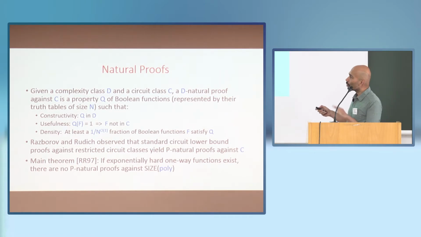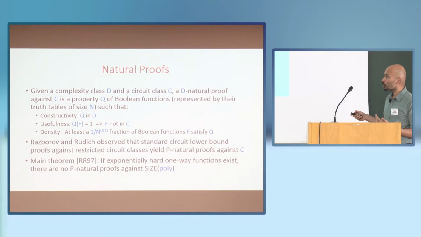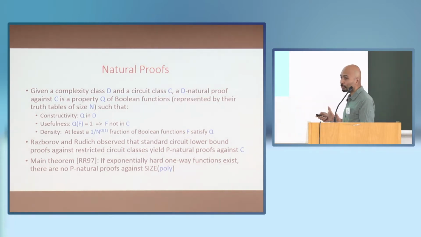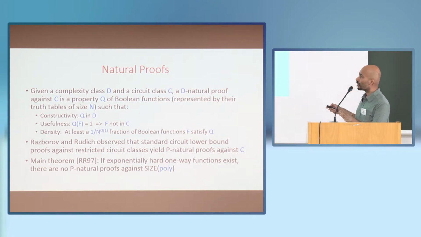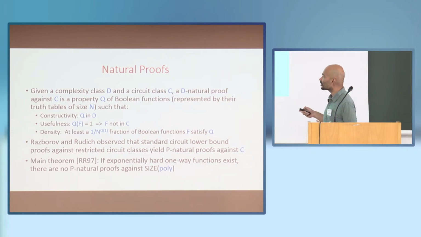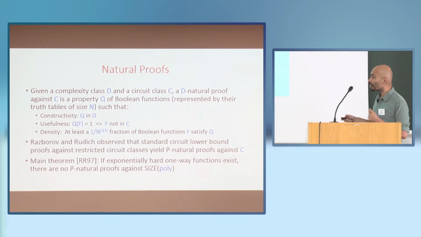Okay, so this is a framework, but then what can you say about it? Well, first of all, Razborov and Rudich observed that the standard circuit lower bounds, which work via very concrete algebraic or combinatorial arguments, all yielded P-natural proofs against classes C, where C is AC0, AC0[mod p]. There are various other examples of weak classes against which you get lower bounds this way. But the main theorem is that you couldn't really hope to do this for general Boolean circuits.